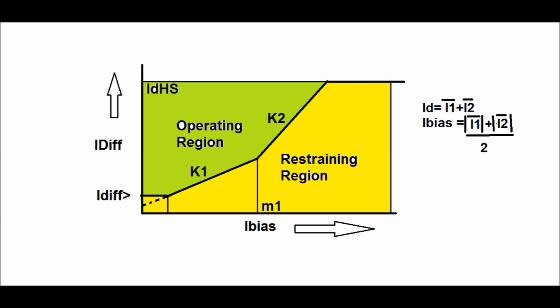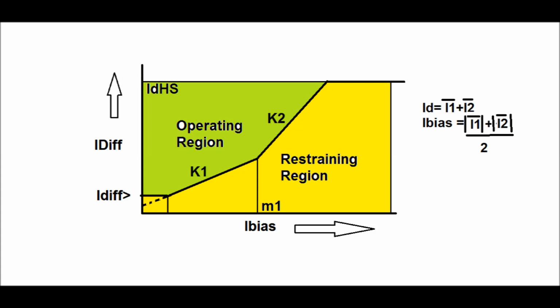The differential current in per unit quantity is shown on the y-axis, and the bias current in per unit quantity is shown on the x-axis. Here differential current is nothing but the vector sum of the primary and secondary current, converted into percentage of full load quantity. That is, I1 is the percentage of the full load current on the HV side, and I2 is the percentage of the full load current on the LV side. All the quantities are converted into per unit quantity.